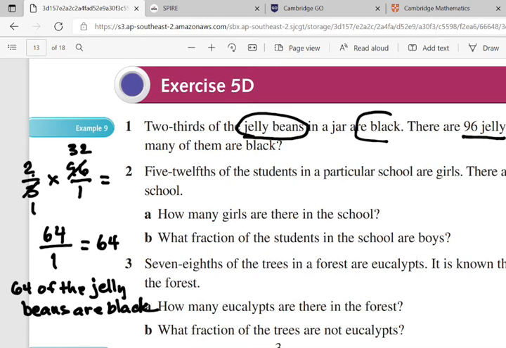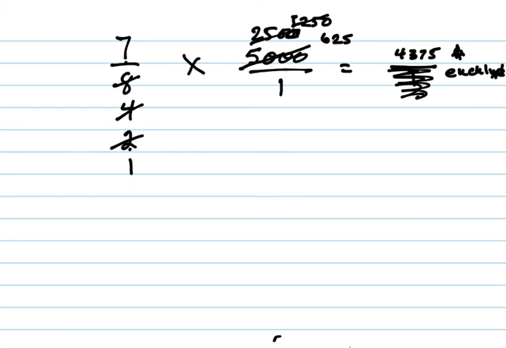Okay. All right. So you see how simple it is? It's just a matter of choosing which thing you're taking the fraction of. Yes, sir. Mm-hmm. All right. So we took 7/8 of our number and we ended up with 4,375 trees. Okay? Good job. Let's look at another one.